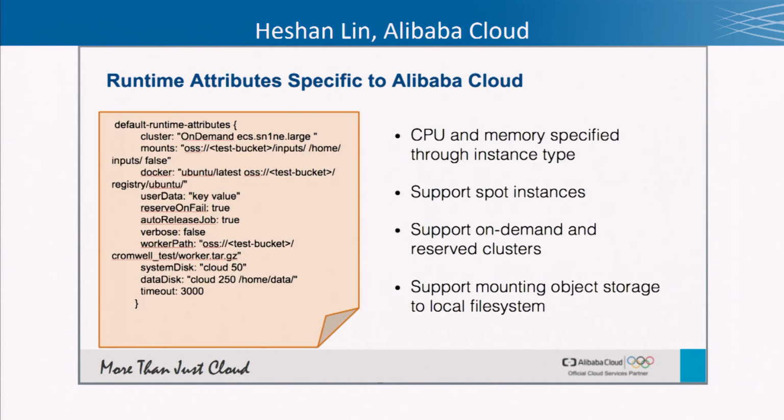We also provide some runtime attributes specific to Ali Cloud's platform. We support spot instances, which allow users to name the price of the resources they would like to use. We also allow users to use the reserved cluster in batch compute, which will save machine startup time when running a large number of small jobs. It also makes debugging much easier. Users can use the mount feature to access the object storage, as we mentioned in the previous slide.